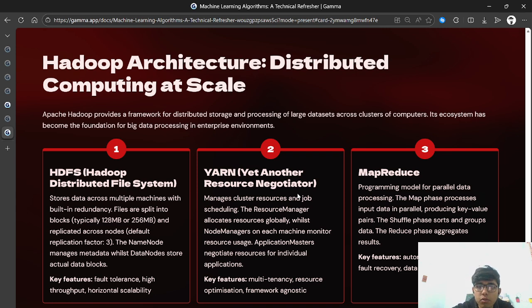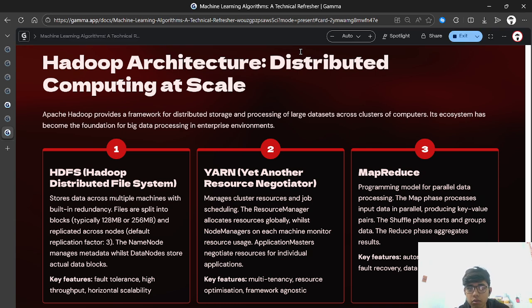MapReduce is Hadoop's original processing framework. The map phase transforms the input data into key-value pairs, and the reduce phase aggregates them. It is a reliable and scalable method, but it is inherently batch-oriented and slow for iterative workloads.